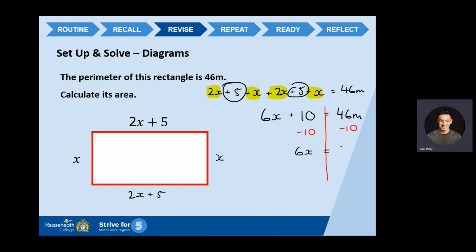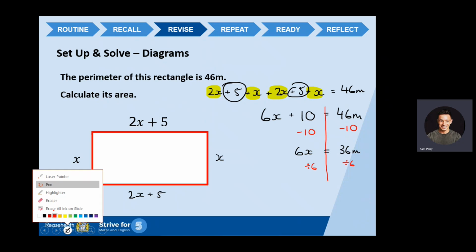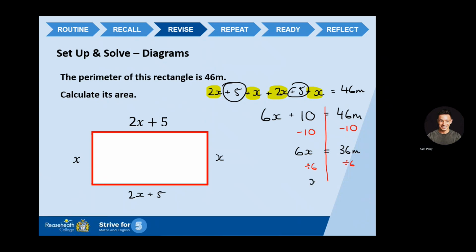46 take away 10 is 36 meters. Now, the last thing I need to do, divide by 6, like so. That's going to leave me with x by itself. 36 divided by 6 is 6. Now, this is good. We've got what x equals.